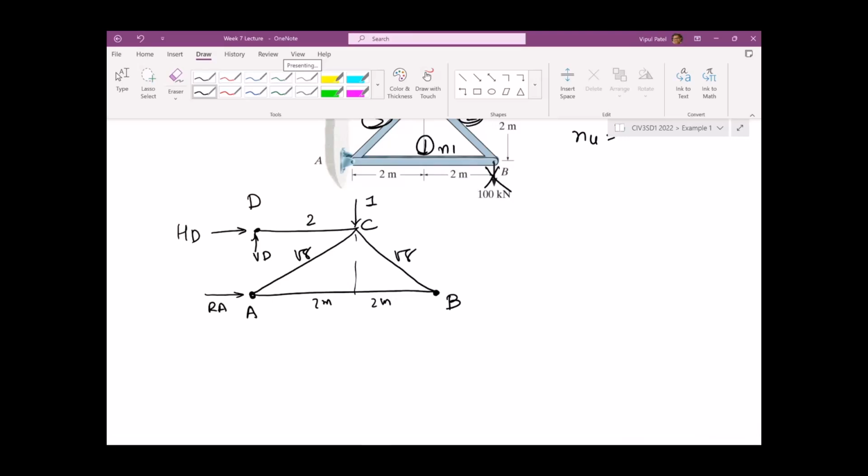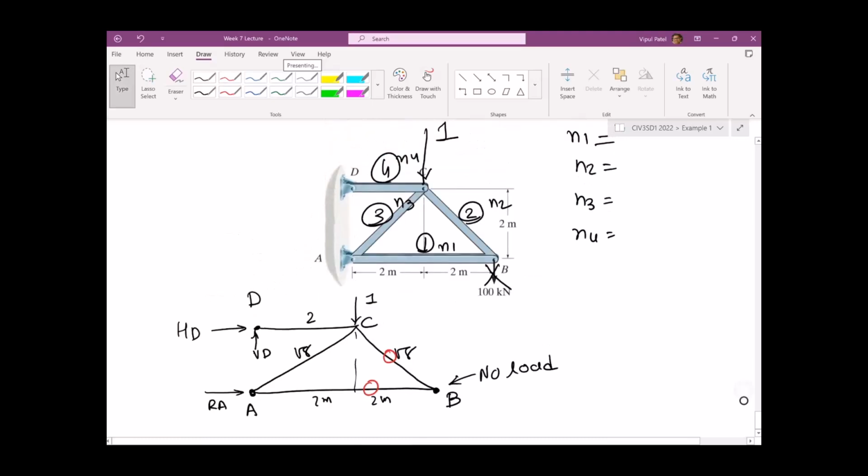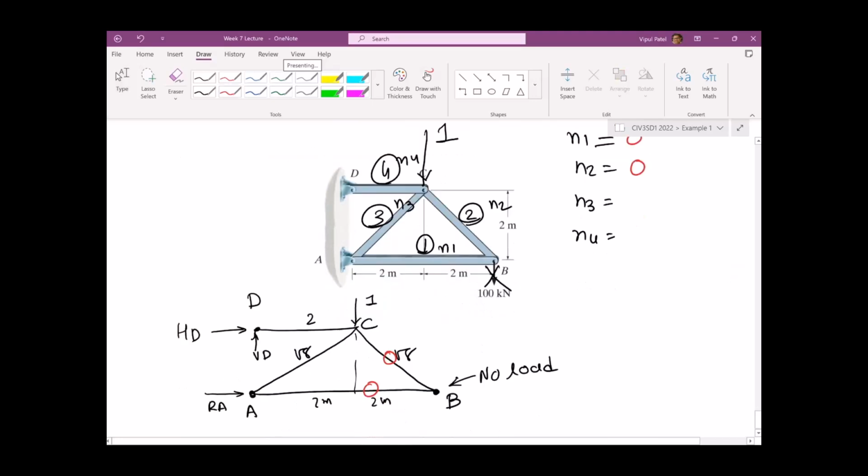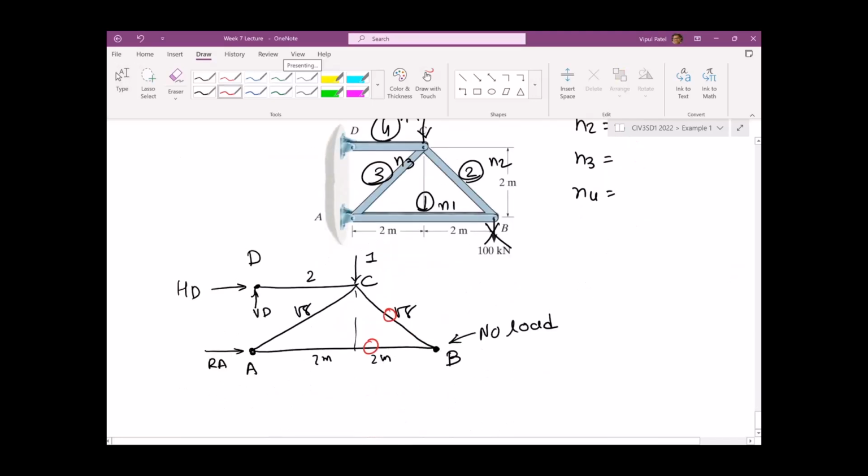Reaction forces, we need to find them. Let me check. Yeah, let's find the reaction forces. Probably we don't need to find the reaction forces here, because look, this joint B has no load. If there is no load, immediately those members would have zero forces, right? So N1 and N2 are zero straight away, because this joint B has no load. If there is no load, you don't have any member forces.